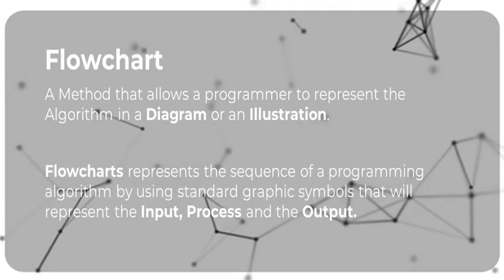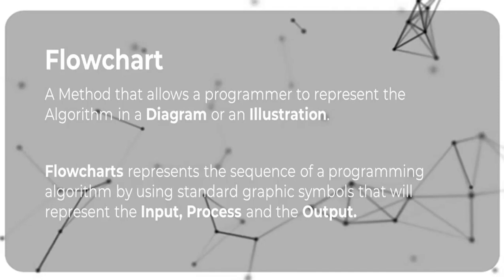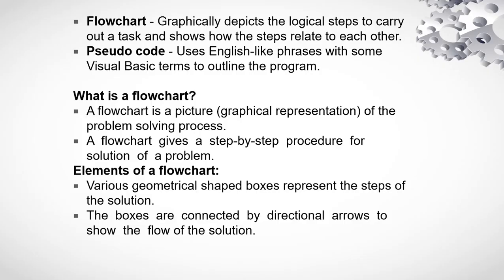Later on, I'm going to show you how to create a flowchart for this problem. But for now, let's define what is a flowchart. Flowchart is a method that allows a programmer to represent the algorithm in a diagram or an illustration. Flowcharts represent the sequence of programming algorithm by using standard graphic symbols that will represent the input, the process, and the output. Later on, I'm going to show you the basic symbols that are used in creating or designing flowchart.